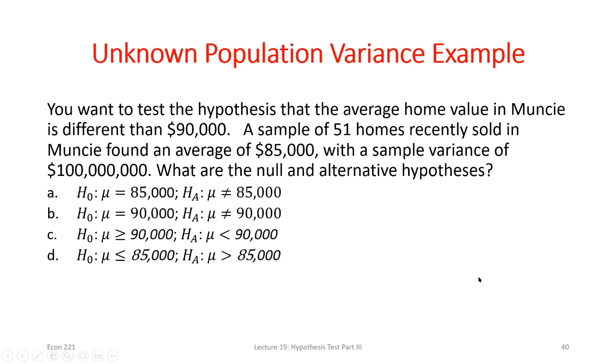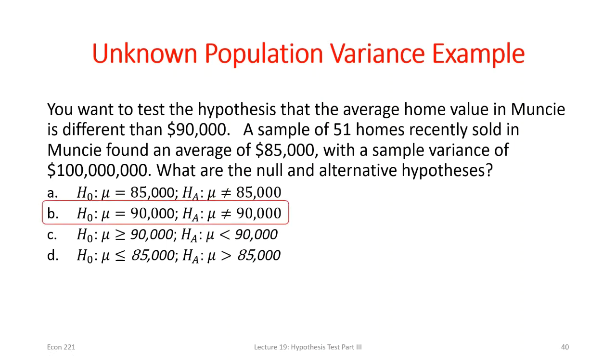So let's say you want to test the hypothesis of whether or not the average home price is different than 90,000, okay? You got a sample of 51 homes and you find 85,000 is the average and you have a sample variance of 100,000. What would my null and alternative hypotheses be? Well, what am I trying to test for? That's our alternative hypothesis. Is the home price different from 90,000? Or said differently, our alternative hypothesis is that it's not equal to 90,000. We assume the opposite is true, stack the deck against ourselves, okay?